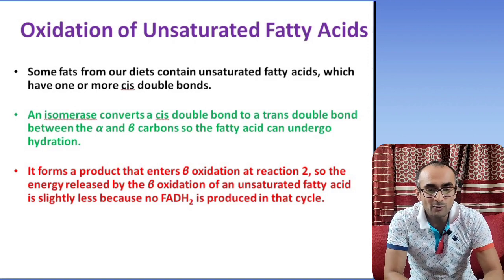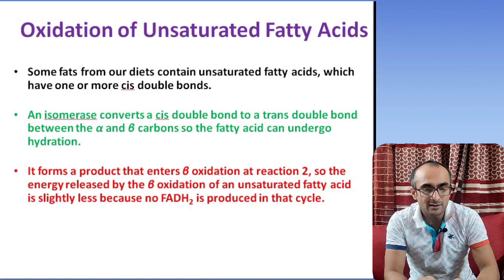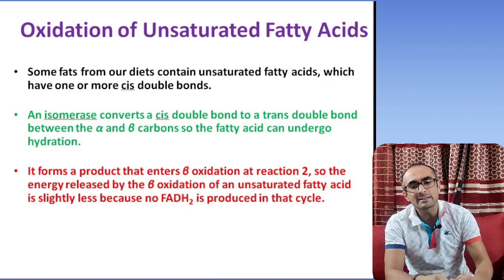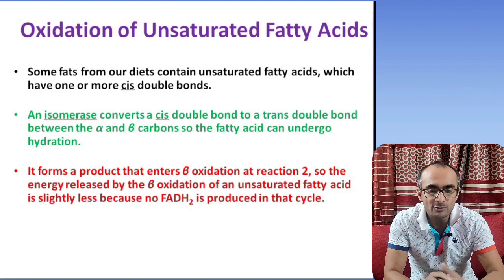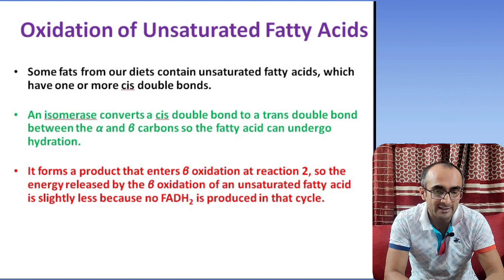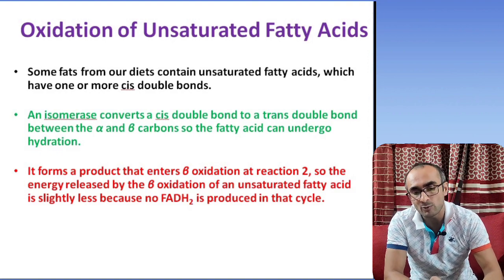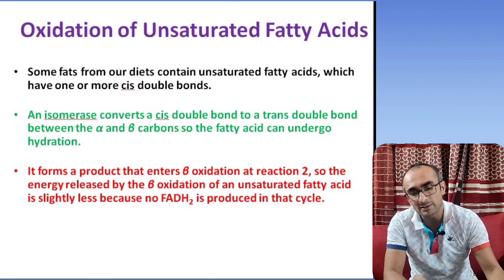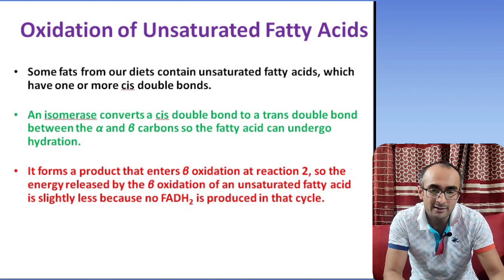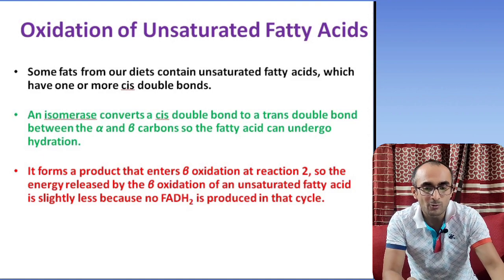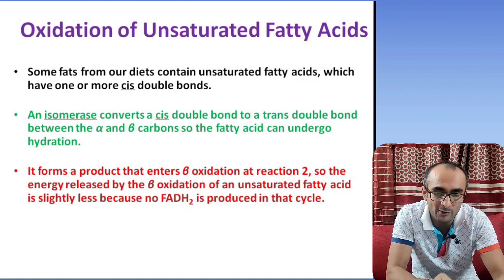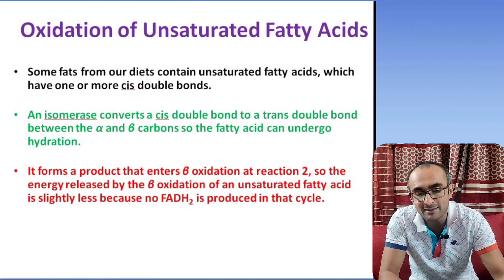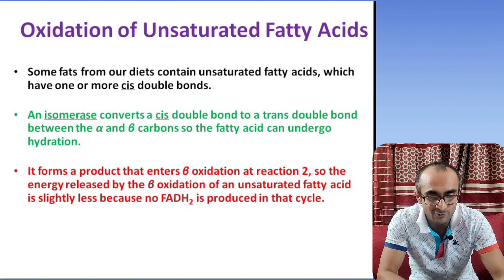Now the oxidation of unsaturated fatty acids. Unsaturated fatty acids means where you have double bonds, and mostly in unsaturated fatty acids you have cis double bonds. Cis double bond means the configuration of hydrogen is in the same direction on the double bond. So in that case, a cis double bond cannot enter into beta oxidation. So that needs to be converted into trans configuration.